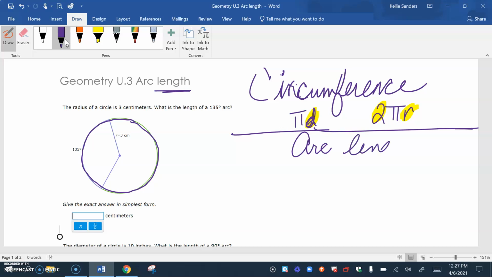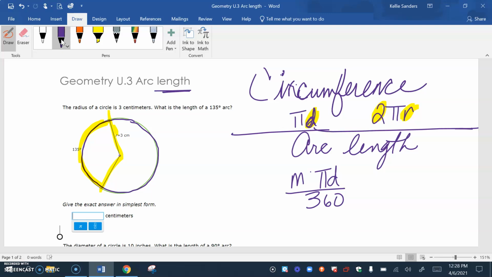Arc length, then you're going to, I'm just going to use pi times diameter, and then you're only going to find how long part of the circle is, and part means fraction, right? And then it would be the measure of the angle, I'm just going to put m, over 360, where m is the measure of the angle.